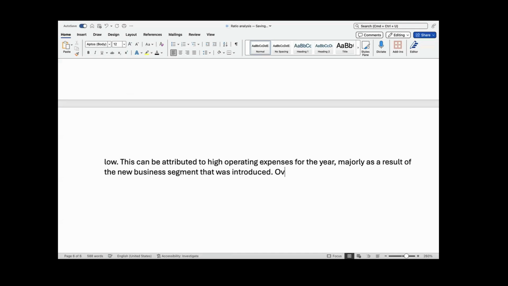But overall, there is an improvement in the profits that the company generates from its sales.